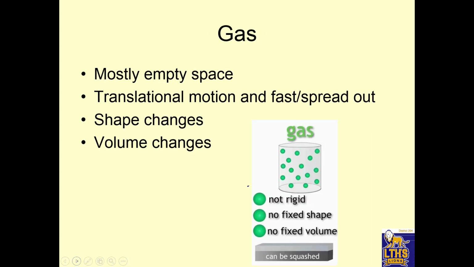Gas, mostly empty space. See space? I can write the word space. Translational motion and fast. Spreads out. Okay. The shape changes and the volume changes, which means it fills the container.